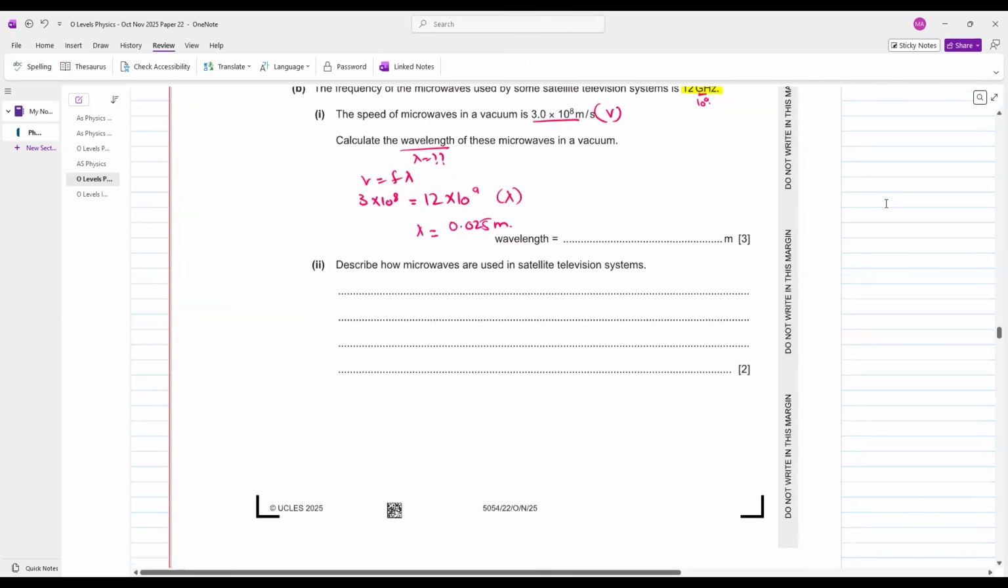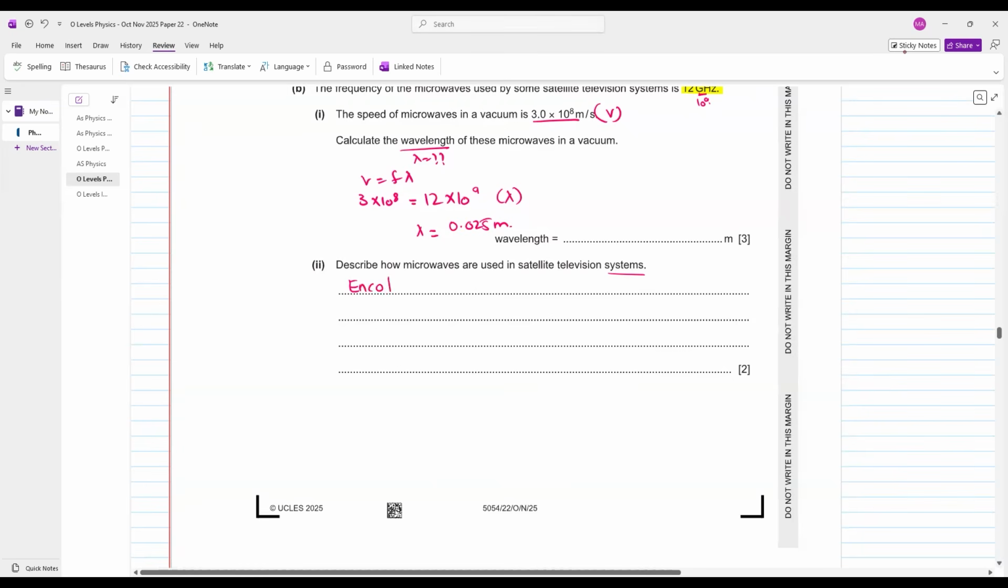Describe how microwaves are used in satellite television systems. भाई microwaves किस तरह use होती हैं in satellite television systems? What will you say? Microwaves are sent to the satellite. ठीक है. Microwaves या encoded microwave signals are sent from the earth to the satellite. यहाँ पे लिख लो. फर्स्ट की पॉइंट क्या लिखोगे?